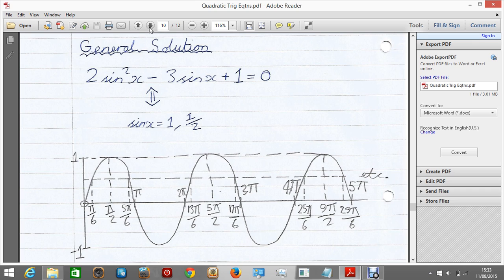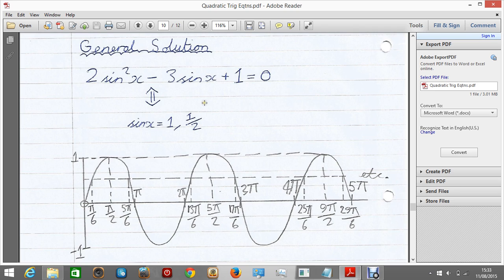And then we know that sine of 5 pi over 6 is a half because of the symmetry of the curve. And now because sine is periodic, yet again, you can add multiples of 2 pi, and you'll get that sine of 17 pi over 6 equals a half, and that sine of 29 pi over 6 is a half.